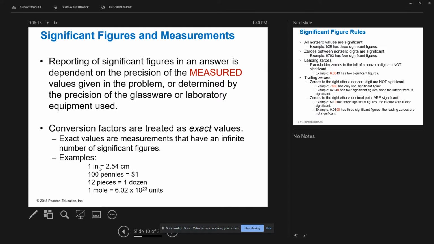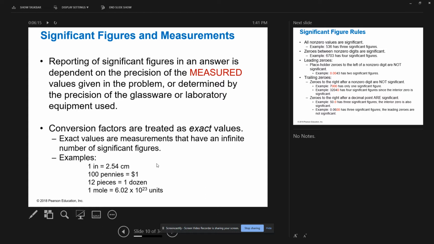For example, for every inch, there's 2.54 centimeters. This is a conversion factor. It allows us to go between inches and centimeters, just like there's 12 to every 1 dozen. Those are what we call exact numbers, and they don't end up playing a part in our significant figure calculations.